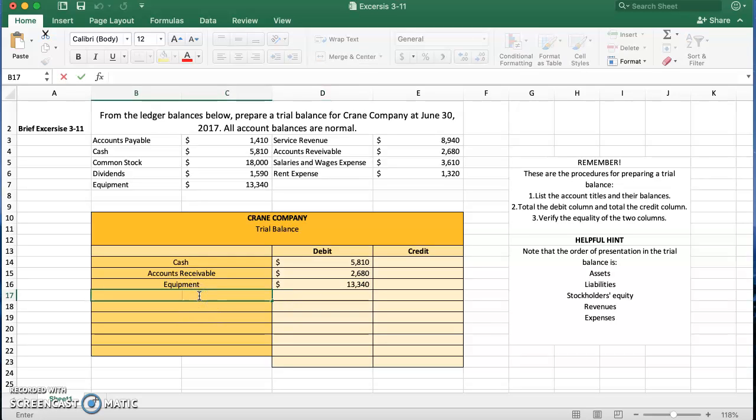So we'll move on to the liabilities, which starts with accounts payable. And since it's a liability, it's going to go under credit. So accounts payable is $1,410. Next, we would list the common stock, which is the stockholders' equity, which is $18,000 right here.